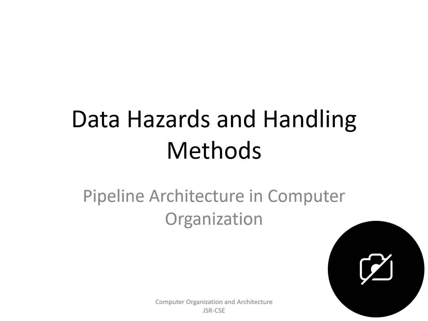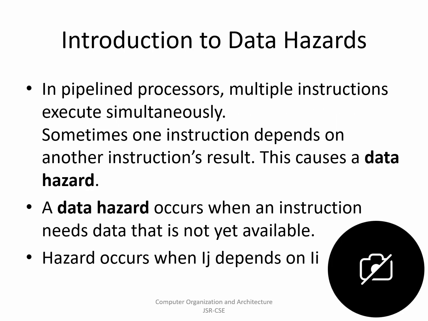In this lecture video, we are going to see one type of hazard, that is data hazard, and the methods to handle data hazard. Data hazard occurs when one instruction depends on another instruction. This is the situation which causes the data hazard, which may lead to data inconsistency.